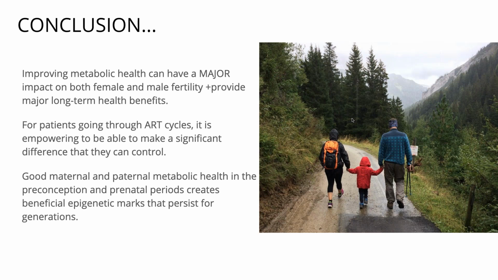For patients that are undergoing assisted reproduction cycles, it's a very disempowering process, and it can be very stressful, very disheartening, and it's empowering to them to know that they can make a difference with something that they can actually control. And then finally, good maternal and paternal metabolic health in these times is going to create beneficial epigenetic marks that persist for generations ahead. So we're not just helping our patients, we're helping many, many generations in the future as well.